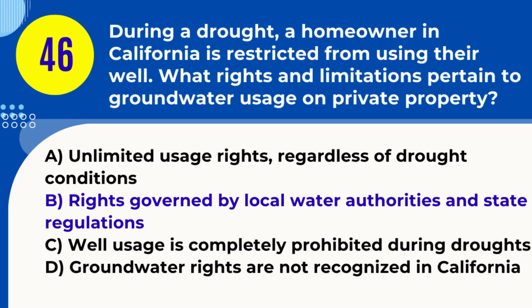Answer. B. Rights governed by local water authorities and state regulations. Explanation. In California, the usage of groundwater from private wells is subject to regulations by local water authorities and state laws, especially during drought conditions, to manage water resources sustainably.